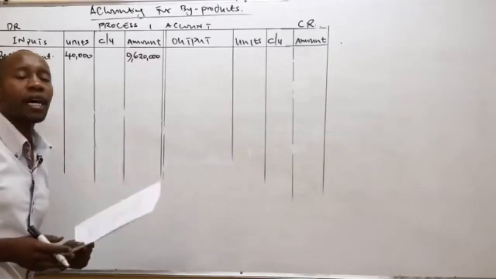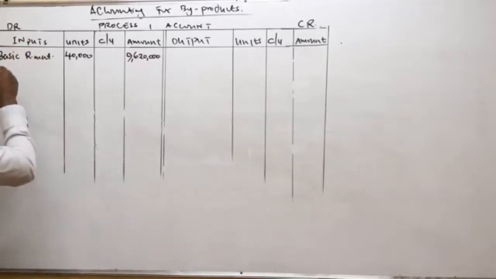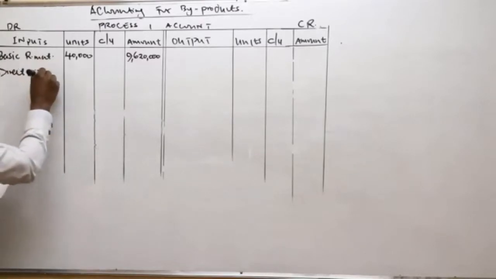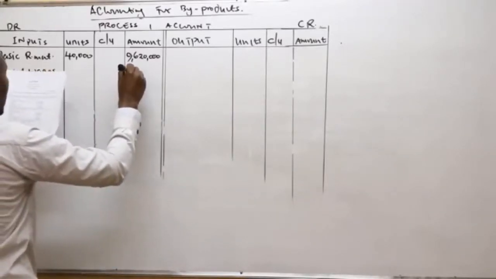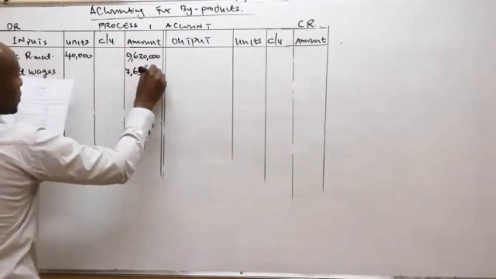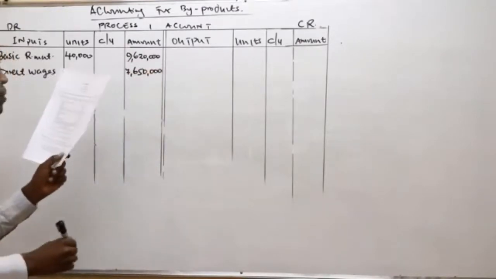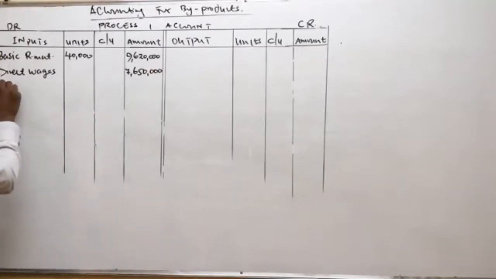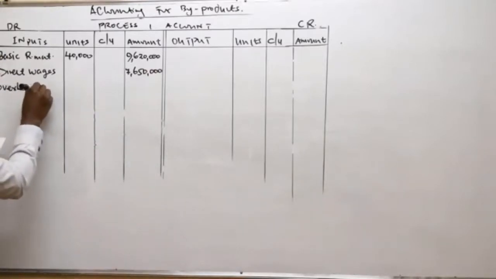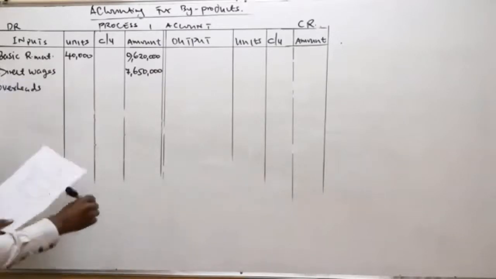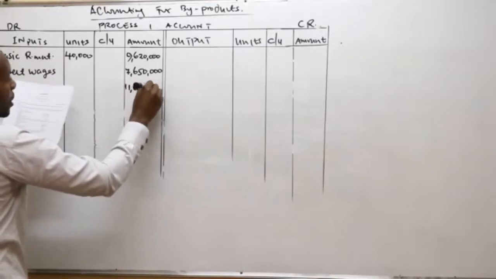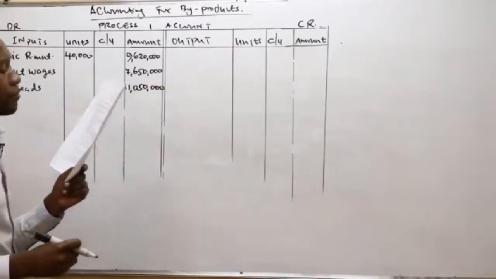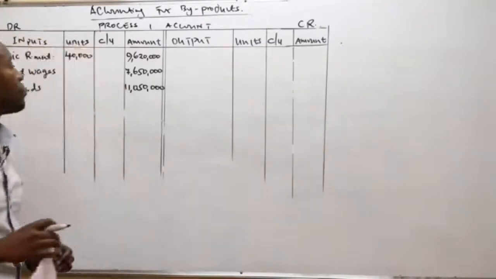The next other cost in this process will include the direct wages. So bring in your direct wages here, and the direct wages are 7,650,000. Then we have the overheads, and the overheads were 11,050,000.